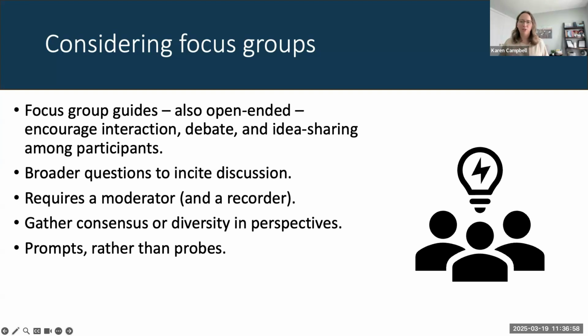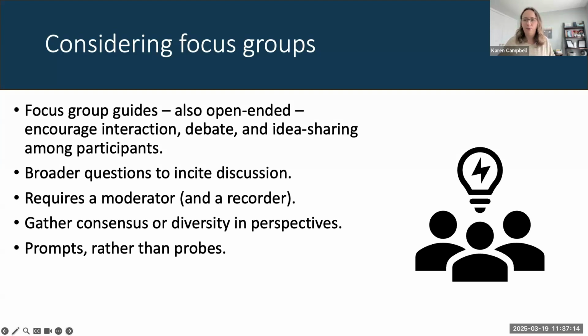So you really want to make sure that you're mindful in that. And it's difficult for a moderator to also take those notes during. So just something to think about. Who can be a recorder for you? We want to see again if there's consensus in the group.